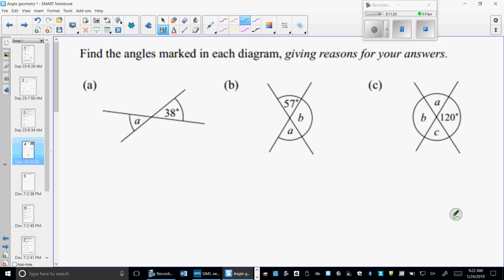Have a go at these ones. Let's do it as quickly as possible. I've said to give a reason for your answer. Please give it. You don't need to show all of the working. You can do the working on your calculator, but do give the reason. Give a short version of the reason, so we're not taking too long doing this.